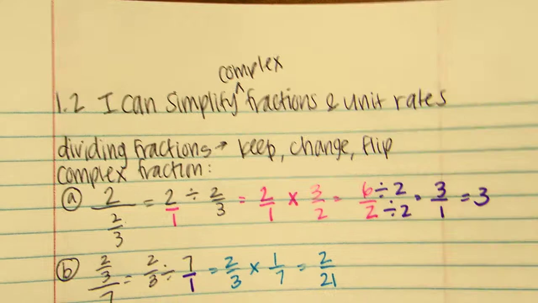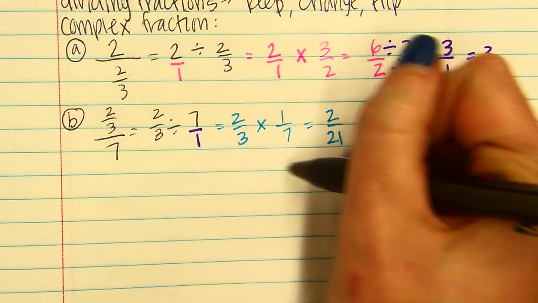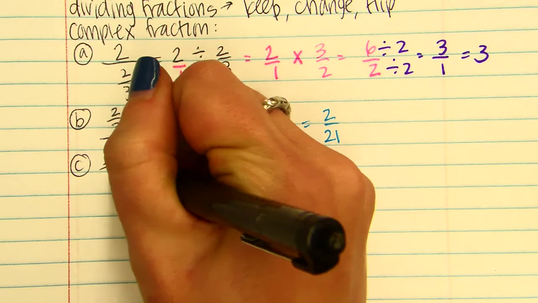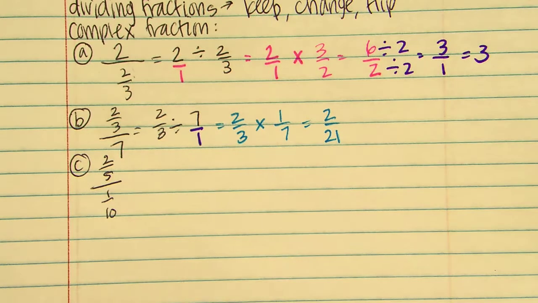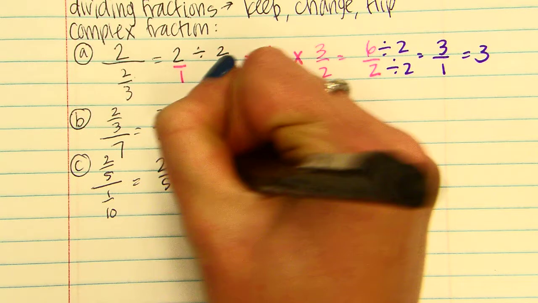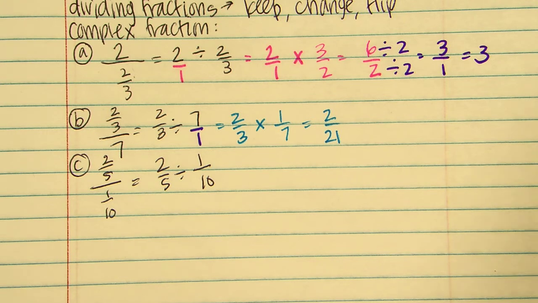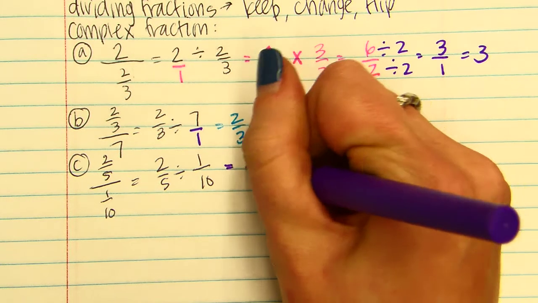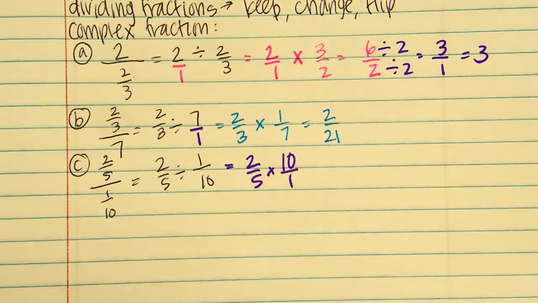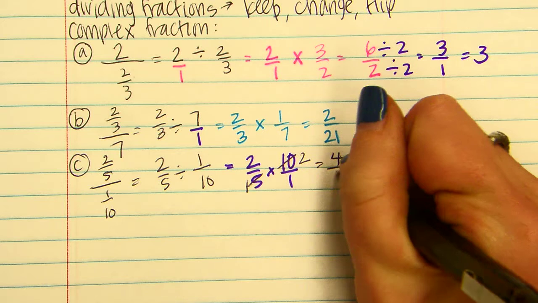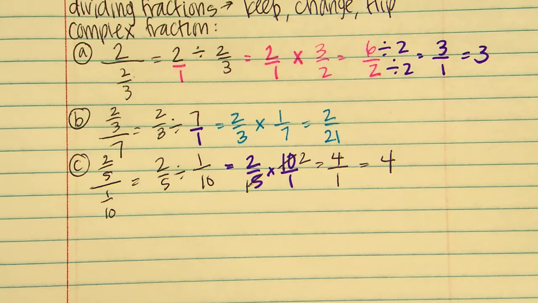I'm going to do one more example. Let's do example C. Let's do 2/5 over 1/10. So this really means 2/5 divided by 1/10. I'll do keep, change, flip. And now that it's a multiplication problem, I can cross cancel. So 5 goes in here 1 time and in here 2 times. 2 times 2 is 4. 1 times 1 is 1. So that one is just 4.